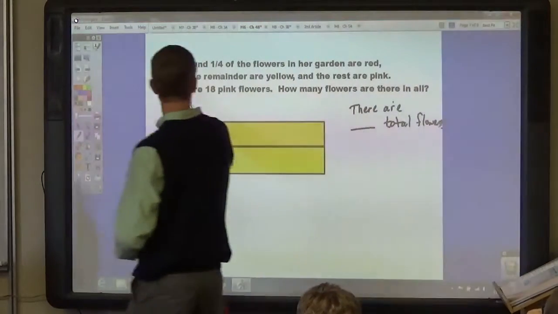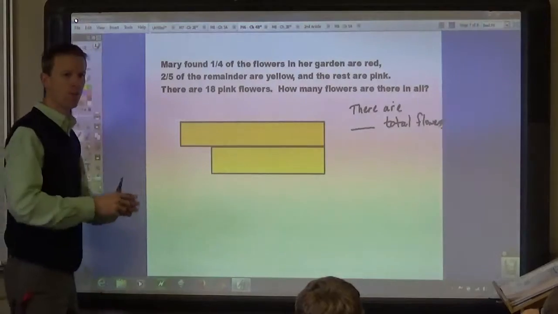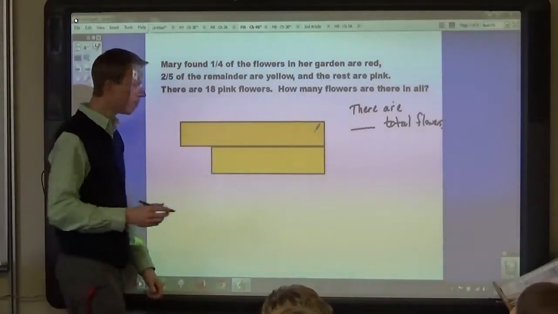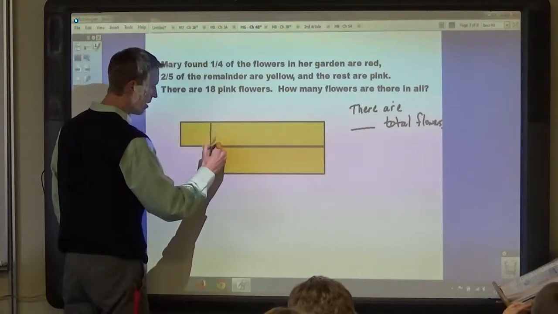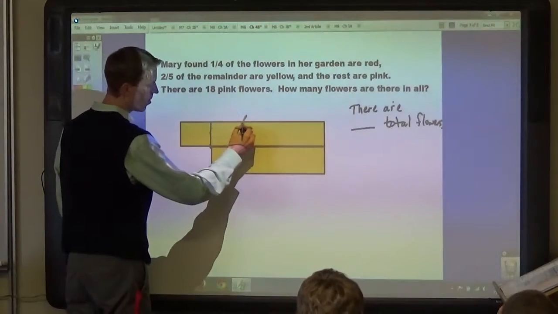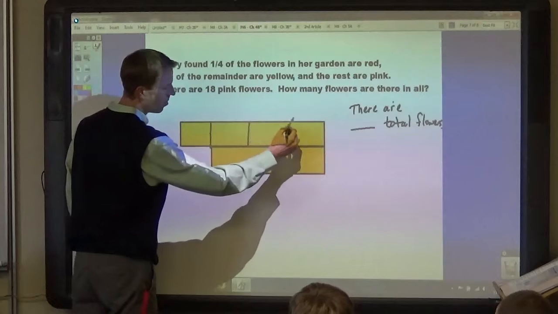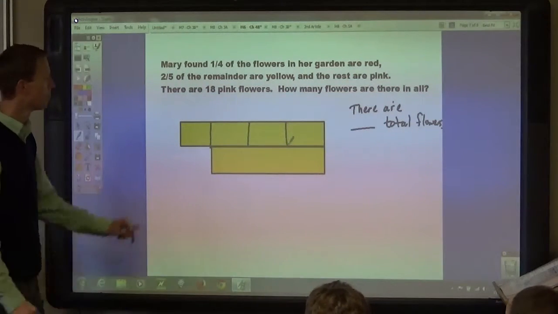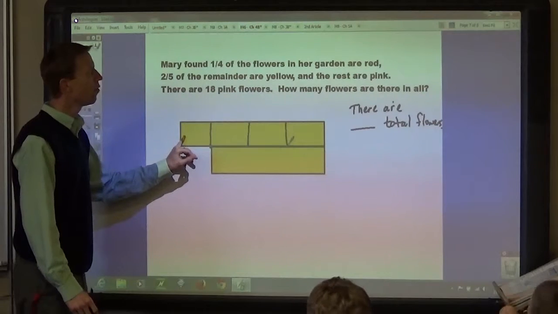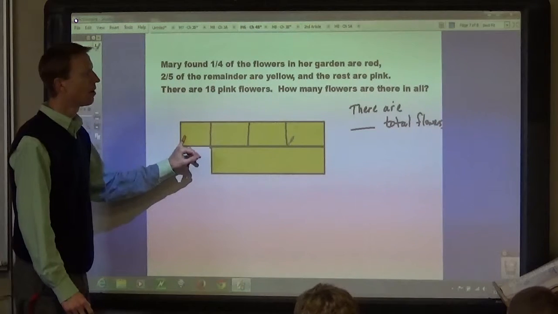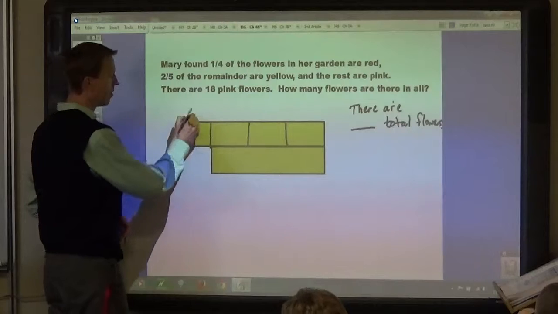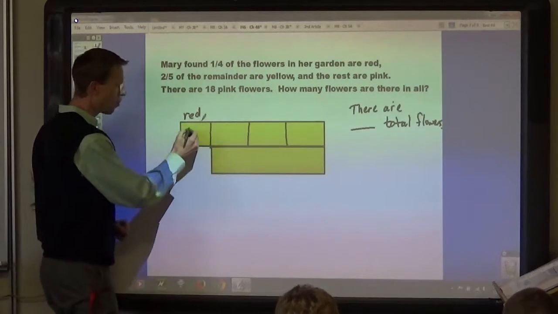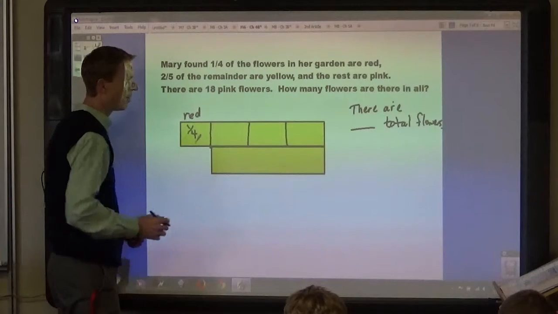Now, Mary found 1/4 of all the flowers, right? So we're going to cut this one into fourths. 1, 2, 3, 4, right? 1/4 of the flowers in her garden are red. So these are red, because this is 1/4, right?